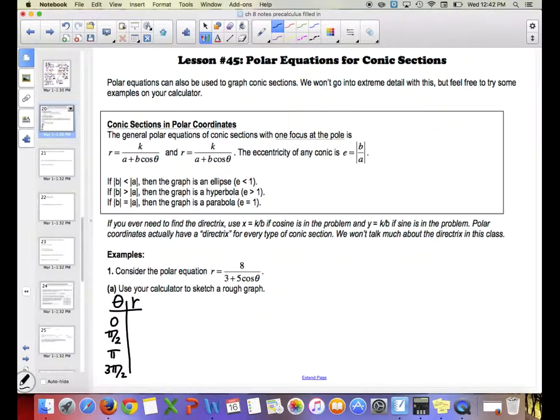Yes, Ben? You have an extra lesson? I do not. You're just going to have to take it on a piece of paper. Man, rough.